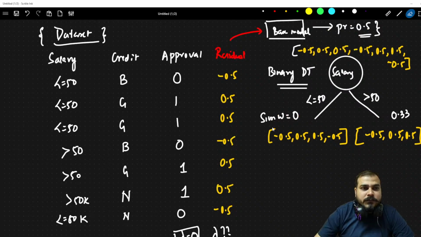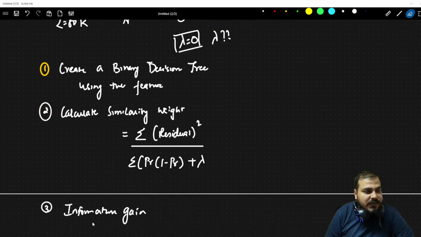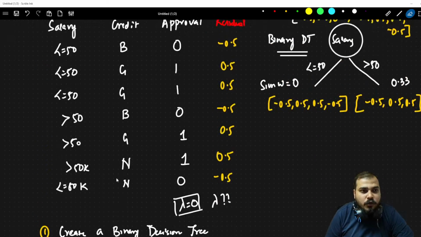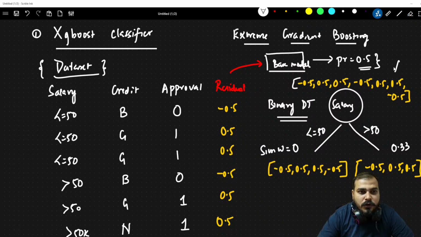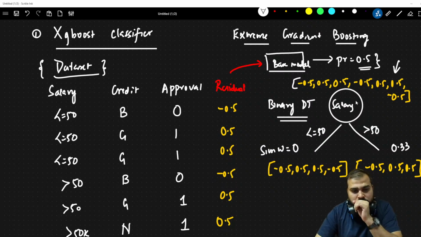Now the next step that we do is calculate the information gain. Now you know how to calculate the information gain, but before that, let's do the computation for this also. For this root node also, go ahead and calculate the similarity weight of this.